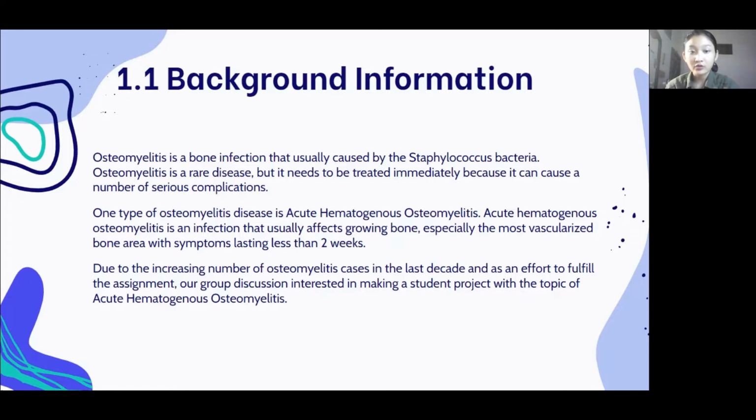Acute hematogenous osteomyelitis is an infection that usually affects growing bone, especially the most vascularized bone area, with symptoms lasting less than 2 weeks. Due to the increasing number of osteomyelitis cases in the last decade and as an effort to fulfill the assignment, our group discussion is interested in making a student project with the topic of acute hematogenous osteomyelitis.